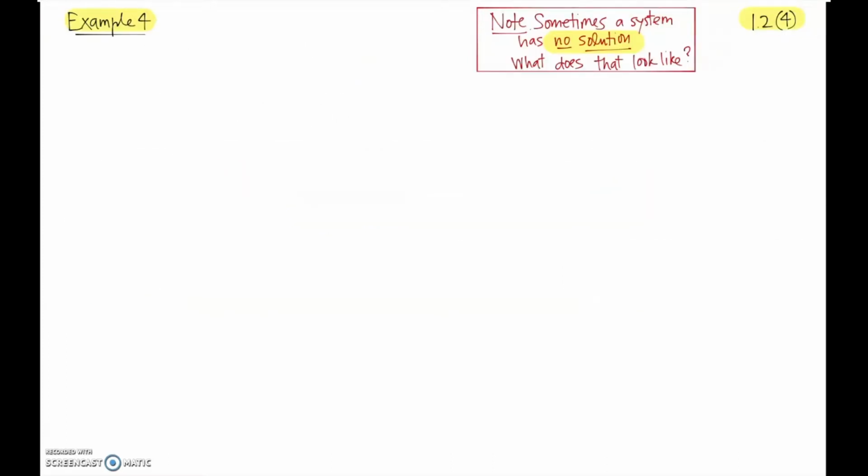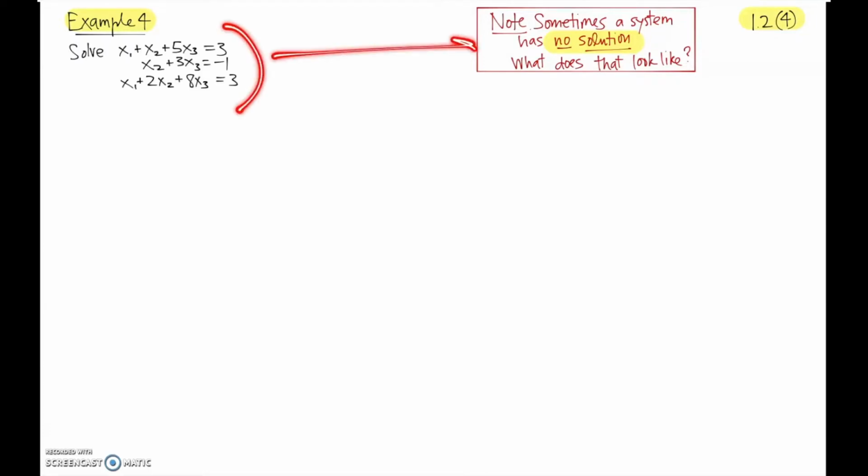We've spent a lot of time looking at some examples of dependent systems, but sometimes we get an inconsistent system. And how would we even know that we had one based on the matrix? We are going to solve this system, and it's going to end up being one with no solution, and we're going to figure out what tips us off that a system would have no solution.